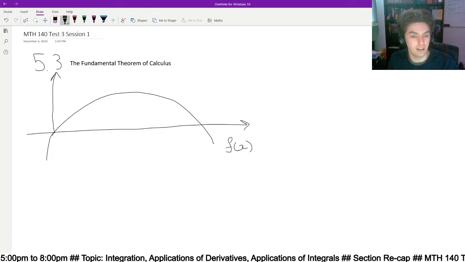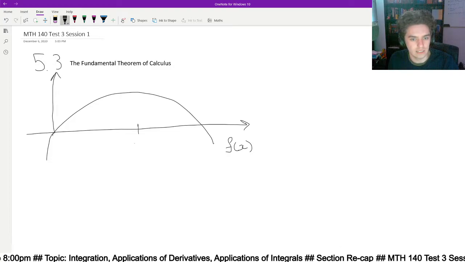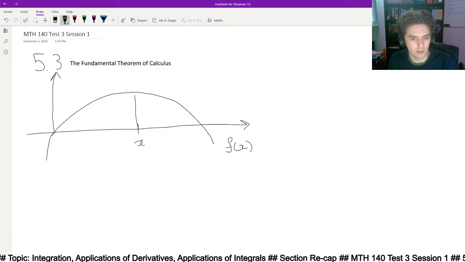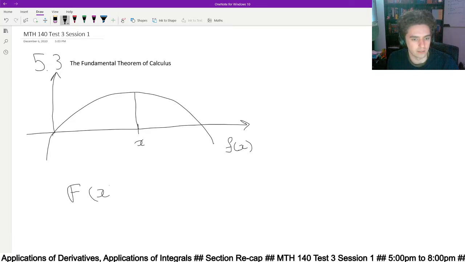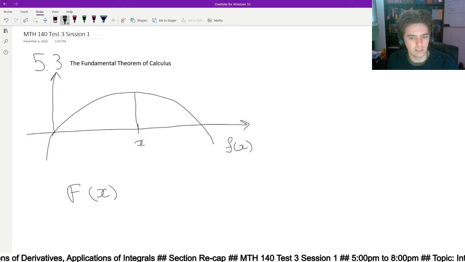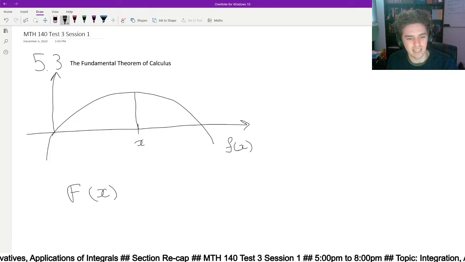So if I define a function, let's call this x, and I want the area under the curve between 0 and x. Let's call that function capital F of x, for no reason. Well, the fundamental theorem of calculus is saying that the derivative.